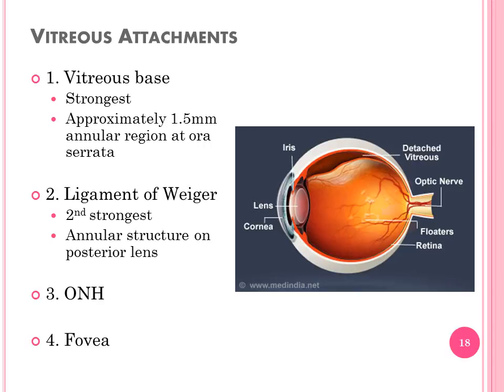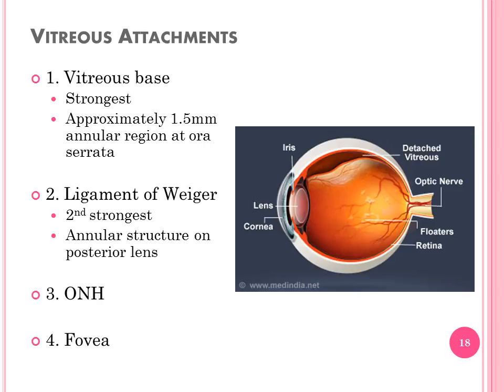First we'll talk about the vitreous base. That's what they call it. This is the strongest attachment. It's annular, so it's around the entirety of the eye. We just talked about how the ciliary body goes all the way around in an annular ring. It's about 1.5 millimeters at the ora serrata. It's the transition from the ciliary body to the retina. Right at that region we have what's called the vitreous base, and that's where it tightly attaches.